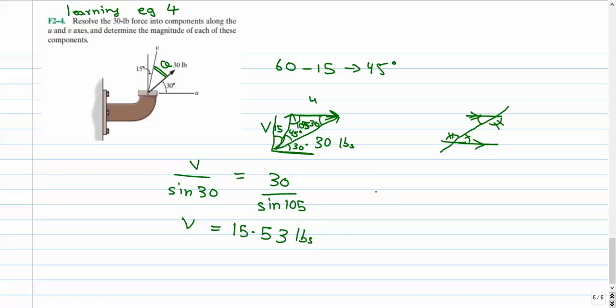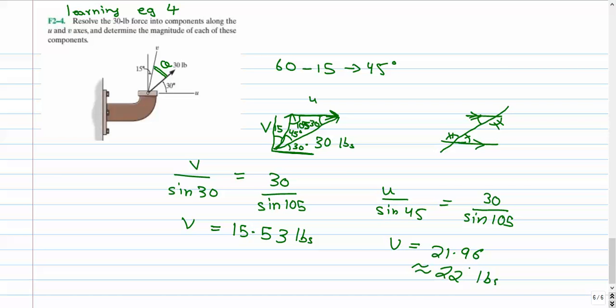Similarly, applying the sine rule for the u component, we get u over sine of 45 equals 30 pounds divided by sine of 105. And the value that we get for the u component is 21.96. We can round that off to 22 pounds.